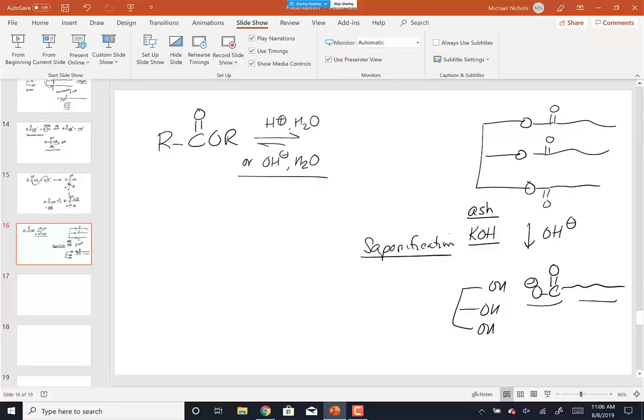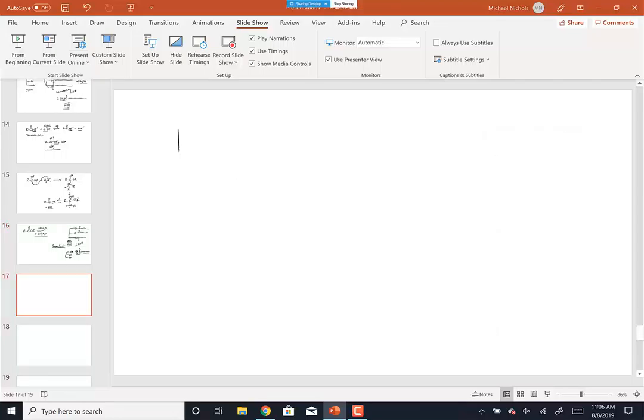This is how we can make soaps. Now, what's the mechanism of this? Because the mechanism's kind of interesting. I'm going to take my ester and I'm going to react it with hydroxide.